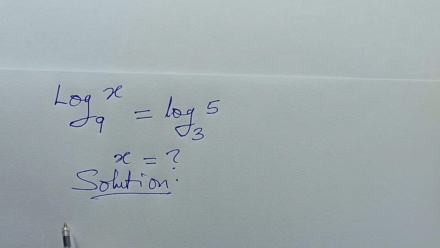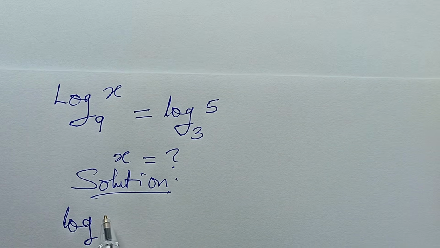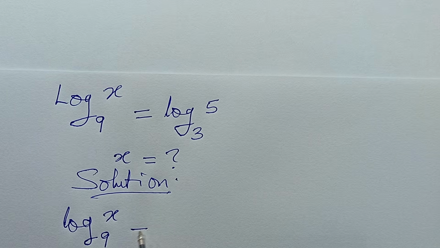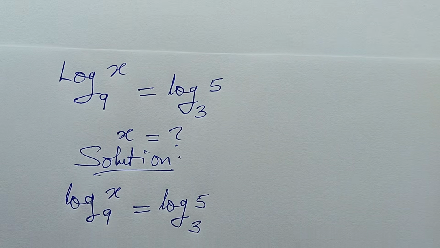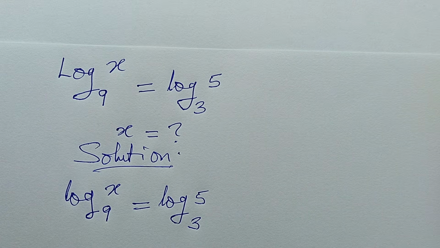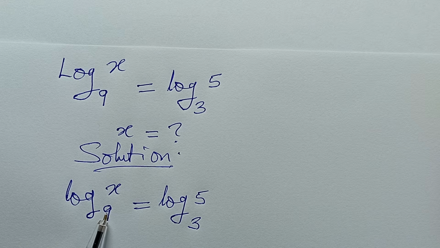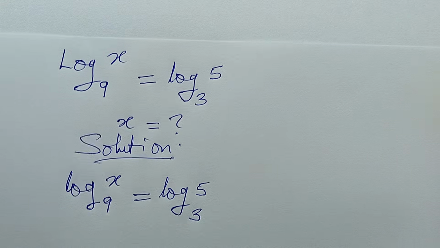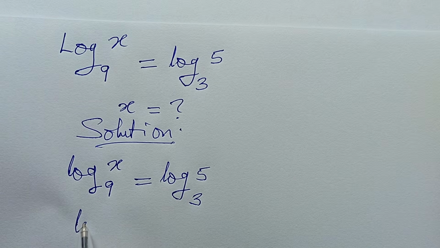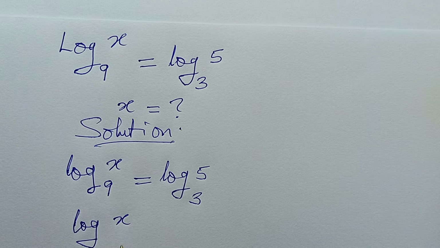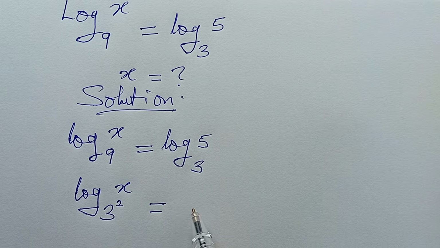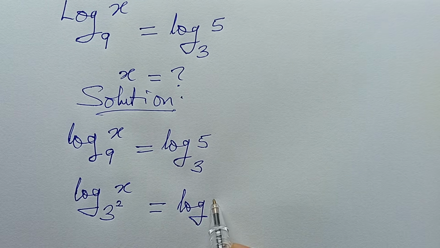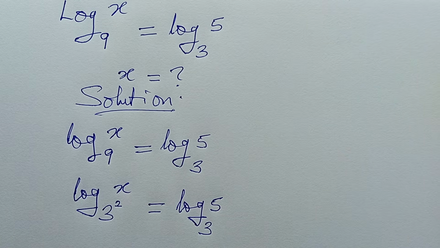Okay, the question is the log of x base 9 equals the log of 5 base 3, right? Good. So from here, we just think of rewriting this base here. 9 can be written as 3 to the power of 2, okay? So let's write that. So this is going to give us the log of x base 3 to the power of 2. This is equal to the log of 5 base 3.